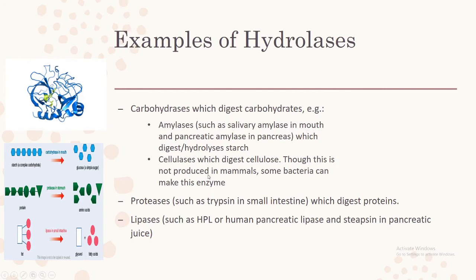The cellulases, which digest cellulose. Though this is not produced in mammals, some bacteria can make this enzyme. As you know, fiber is not digested by our body because it contains cellulose, and we do not have the proper enzyme to hydrolyze it, but some bacteria can produce this enzyme. Proteases, such as trypsin in the small intestine, which digest proteins. That's easy. Proteases, which means those enzymes which digest proteins.